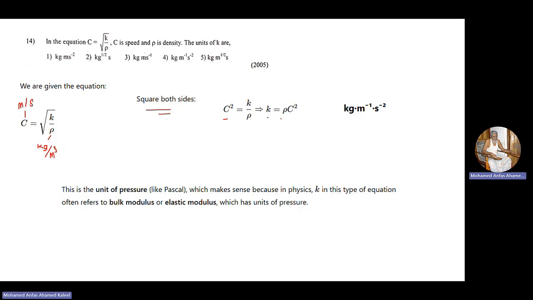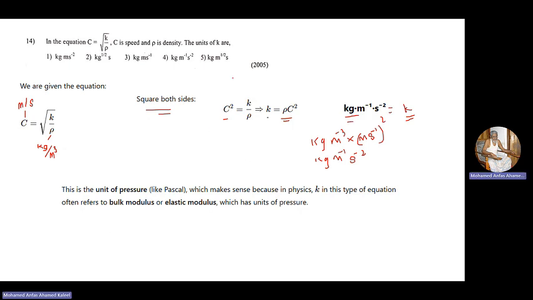So k is equal to rho c squared. We know rho is kg m minus 3, multiplied by c squared. c is m s minus 1, so squared it is m squared s minus 2. So kg m squared m minus 3, so kg m minus 1 s minus 2. This is the dimension, the unit of k.